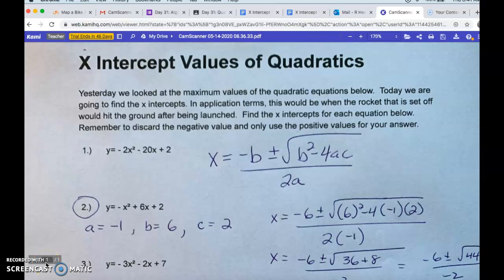Hi, ladies and gents. I wanted to go over a couple of problems from yesterday's work just to ensure that your work going forward for today's graded assignment is correct, since there are a couple little issues that do pop up in these quadratic equations.